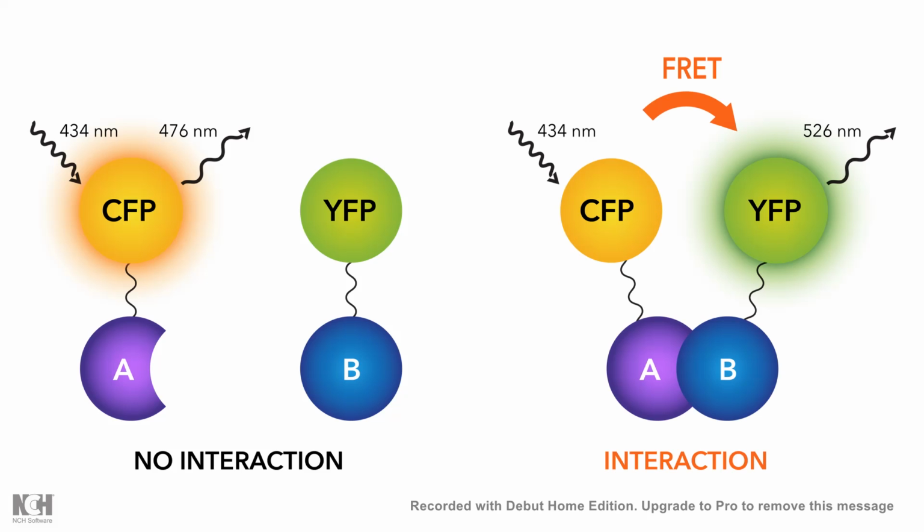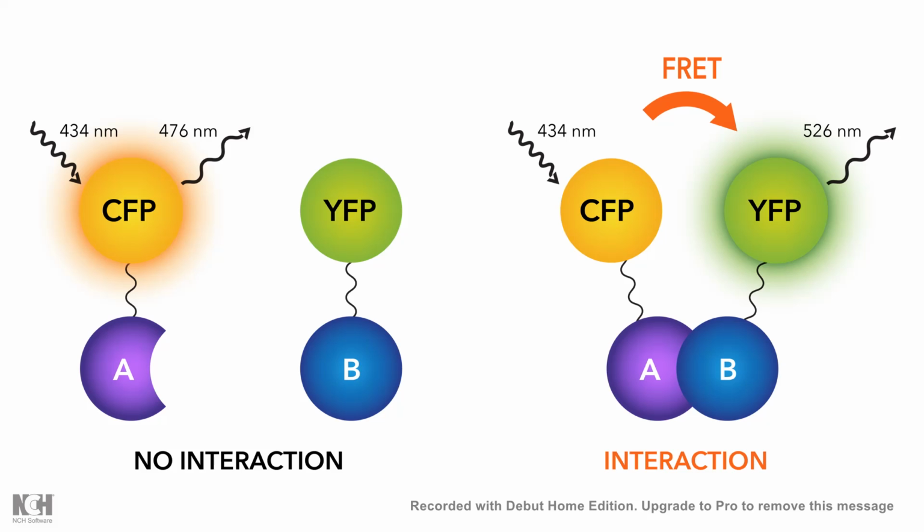But indeed, if there is interaction, then FRET would happen, and these two proteins are close enough for FRET to happen. In that situation, if you illuminate with 434 nanometer light, instead of getting an emission at 476 nanometer, you are getting a shift to 526 nanometer. So in this situation, you can understand you illuminated CFP, but you are getting emitted light in the YFP range. Then you can calculate quantitatively the kinetics of their interaction.